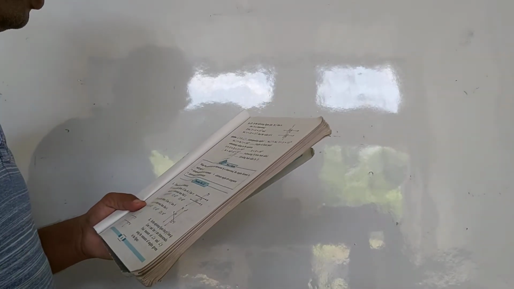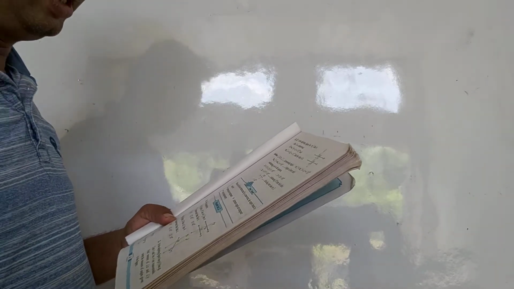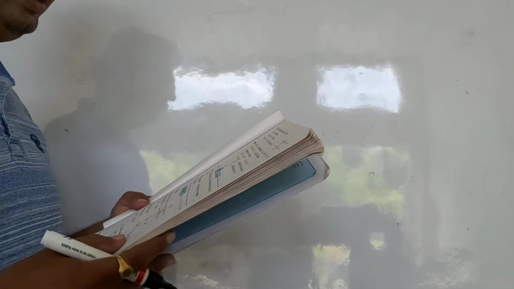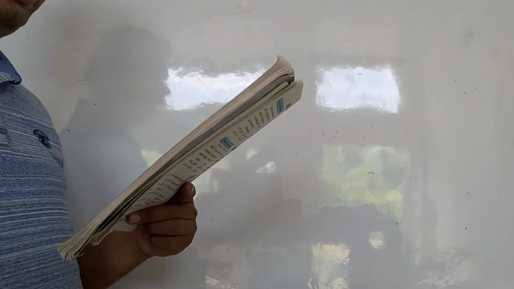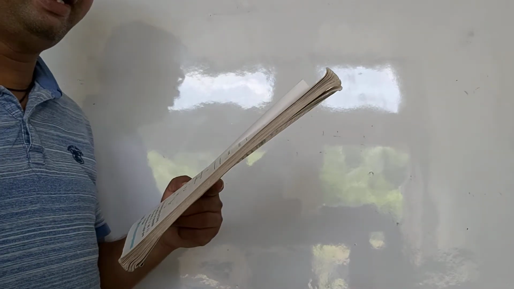Today we will practice 2.2. Before this, we know that when two parallel lines are intersected by a transversal, the angles formed in each pair of corresponding angles are congruent, alternate angles are congruent, and interior angles are supplementary. So we will start practicing 2.2.